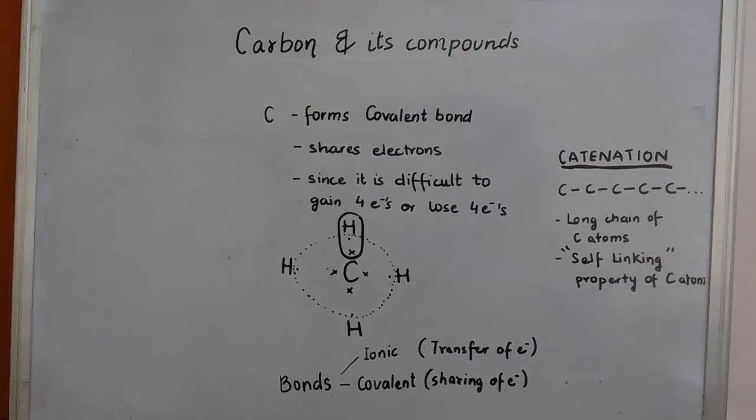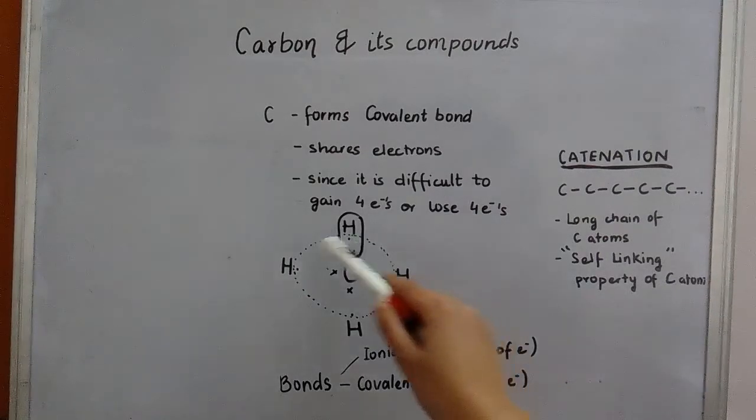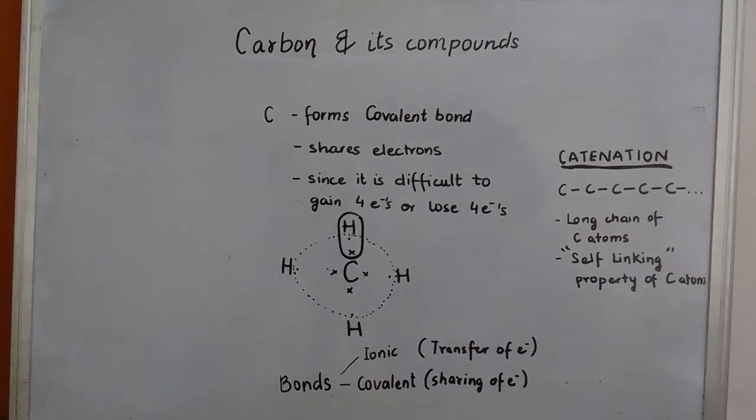Because we saw in the previous video that carbon has 4 valence electrons, it's very difficult to gain 4 electrons or lose 4 electrons in order to complete its octet. We know that all the elements want to complete their octet and become stable, right? Attain the noble gas configuration. So carbon is also similar. It also wants to complete its octet, right? It wants 8 electrons in the last shell.